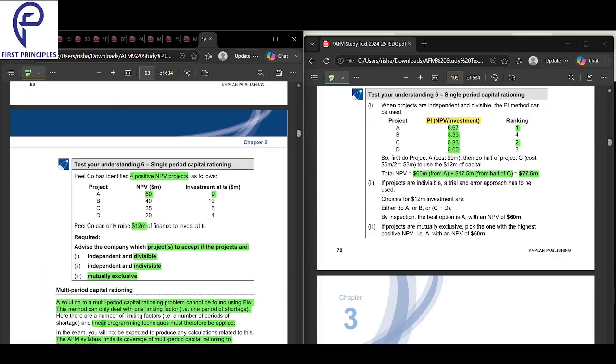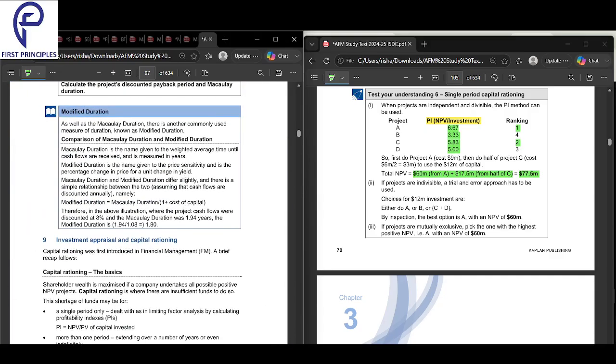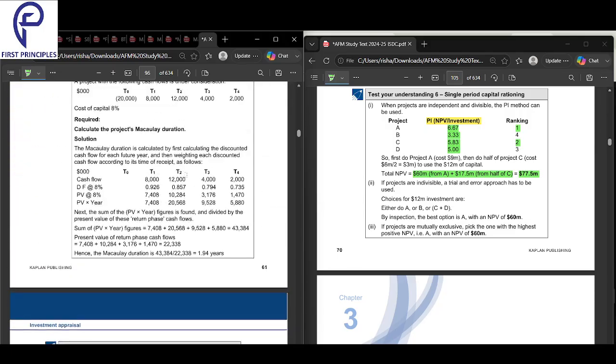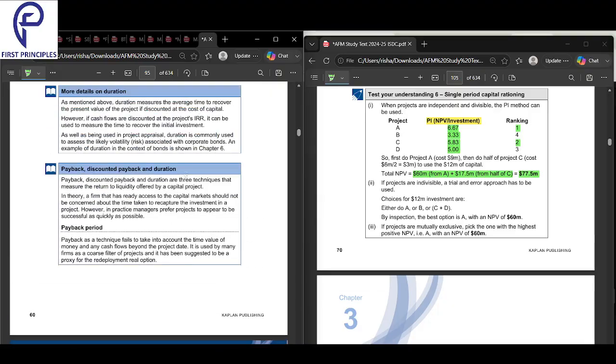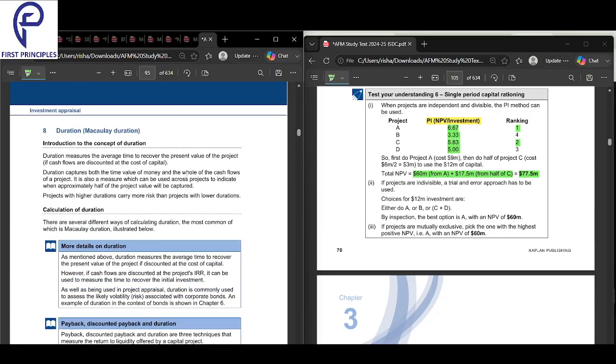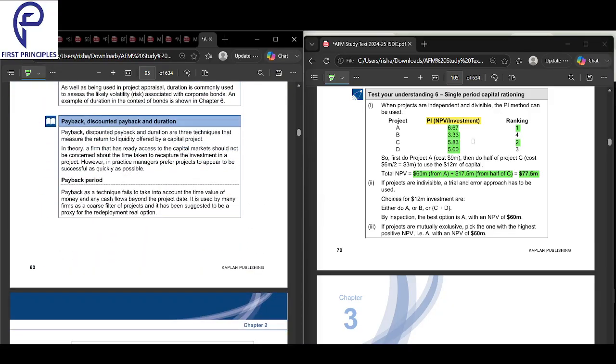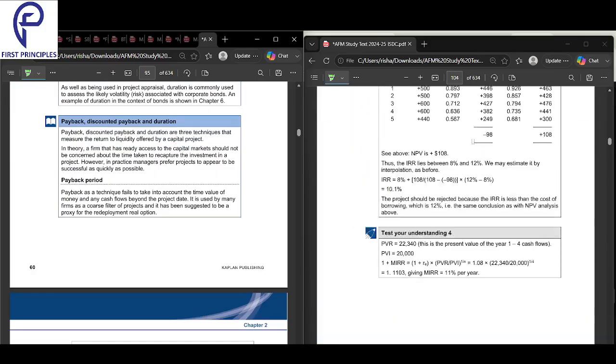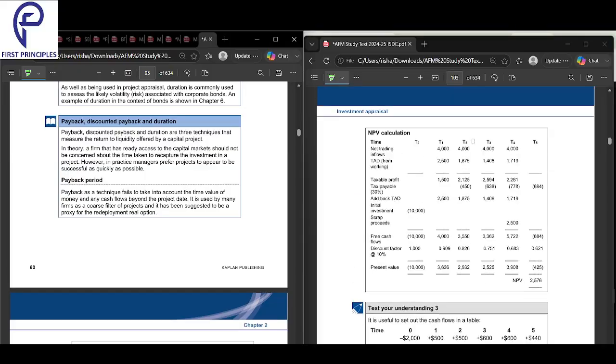I think this is done. Capital rationing is done. Duration is done. Payback is only left. So again, this is left for detailed understanding, but sure, let's finish our payback also and we are done with this chapter. Do you have some payback questions?